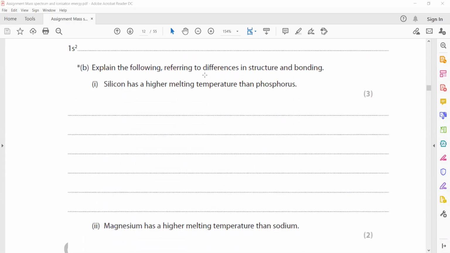Explain the following by reference to the difference in structure and bonding. Why does silicon have a higher melting temperature than phosphorus? So what's the reason when you compare their structures? The reason is that, as you know, silicon has a giant structure, a group 4 element.